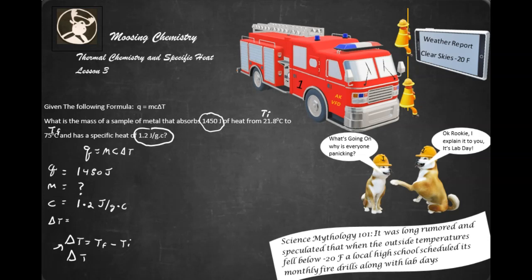So delta T equals our final temperature, which we know is 75 degrees Celsius, so we put 75 degrees centigrade, minus our initial temperature, which is 21.8 degrees C. Okay, so everything's looking good. When we subtract those two, we get 53.2 degrees Celsius. So now that's going to be our delta T, so we're going to put that right there. Really easy.